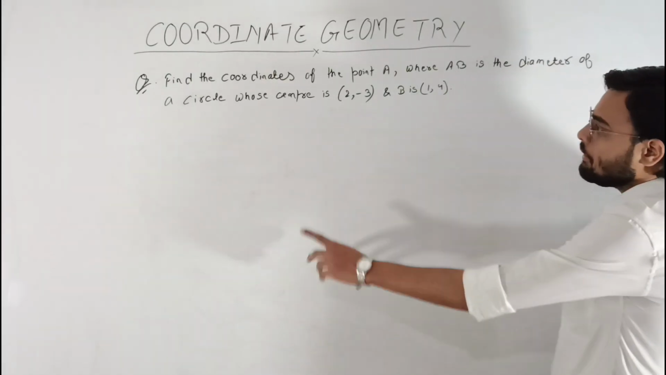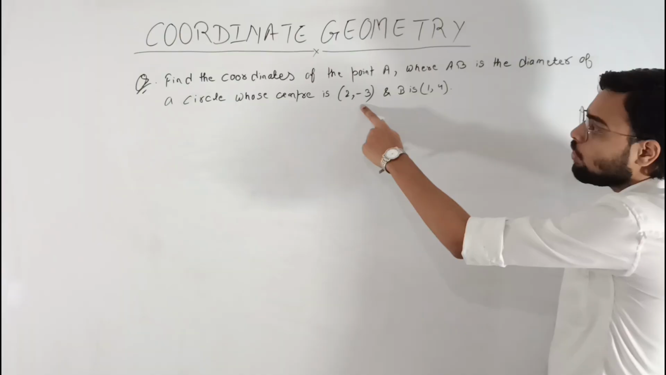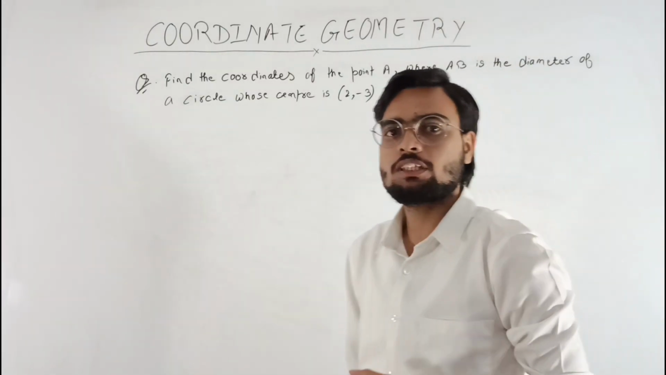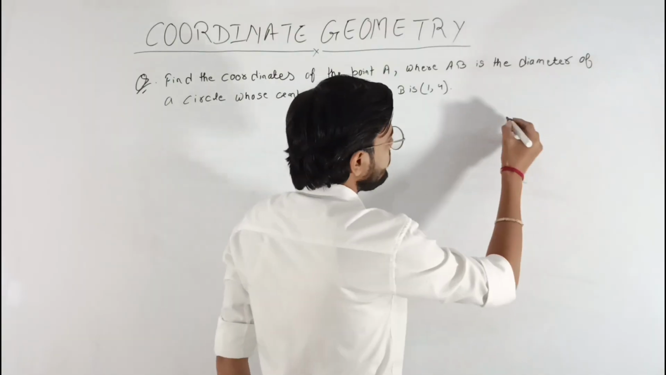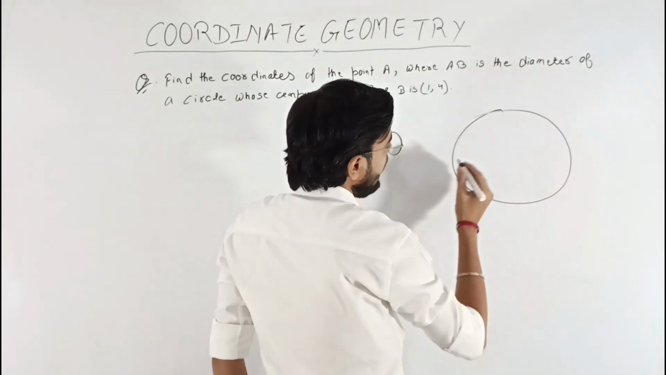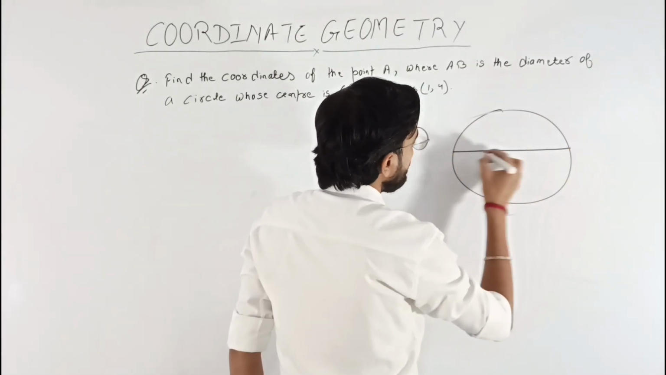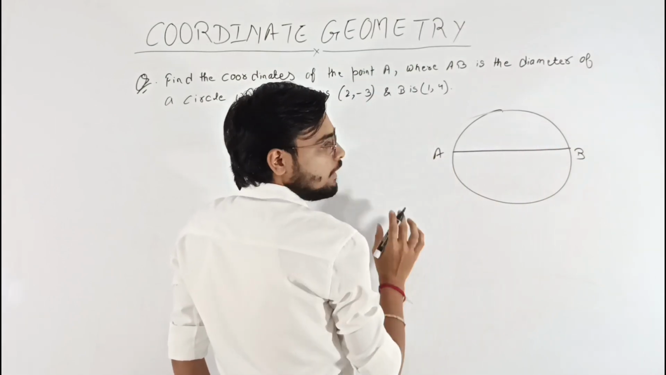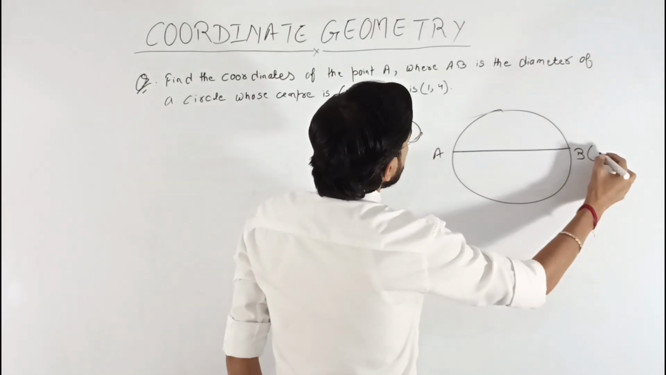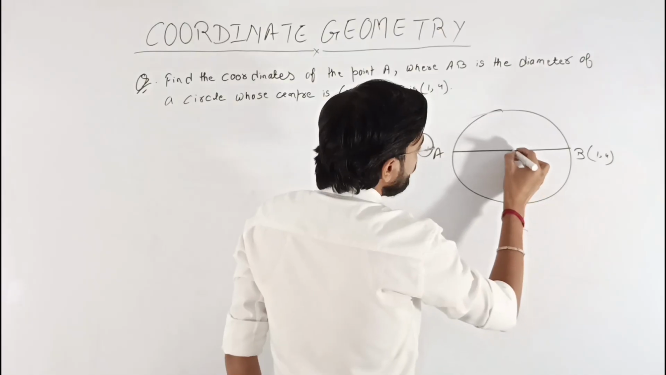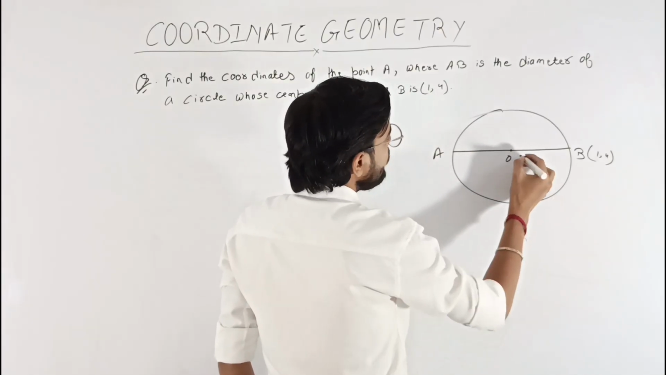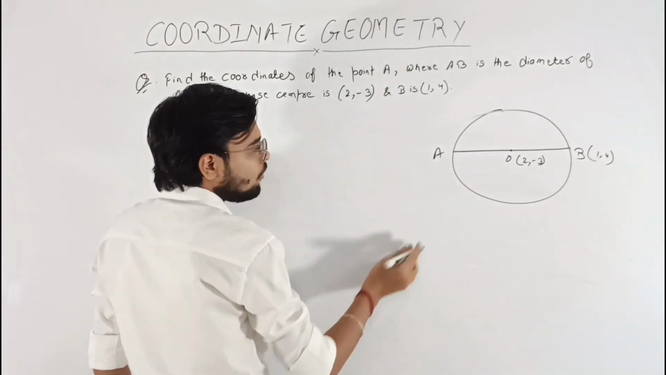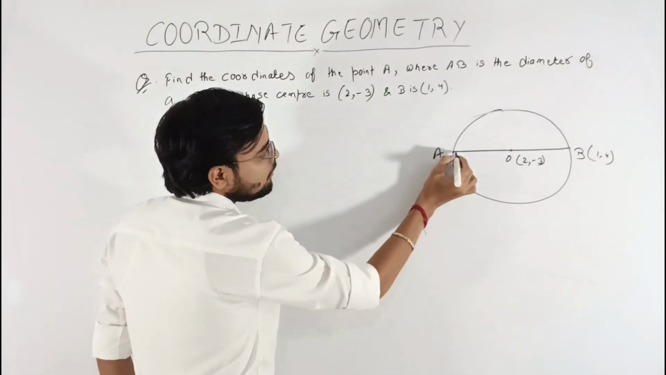Whose center is given, the coordinates of center are 2 comma minus 3, and the coordinates of point B are also given, that is 1 and 4. Look, the question says that there is a circle and the diameter of this circle, AB, is given. In this AB, the coordinates of B are 1 and 4, and the coordinates of the center are also given, which are 2 and minus 3. So we have to find the coordinates of this point A.